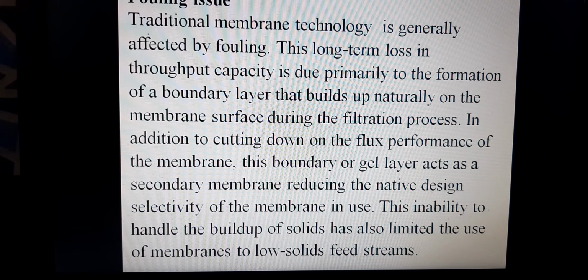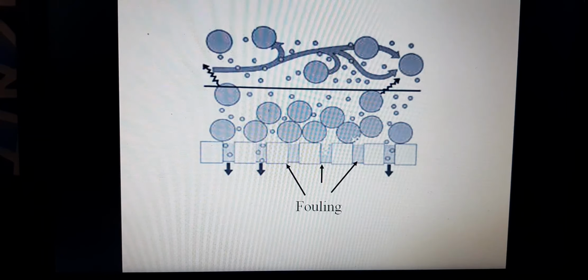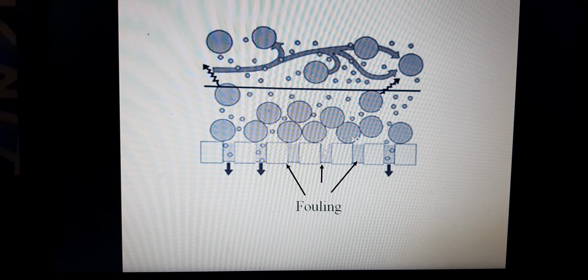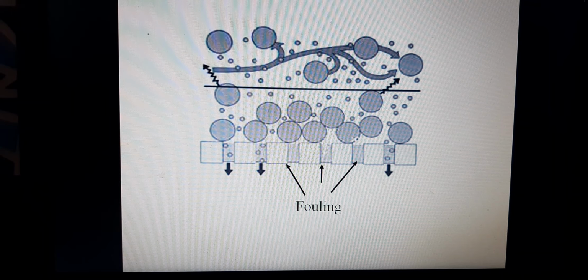This is what we have just discussed, the fouling issue, which is a major issue in most industrial or big RO plants. This is the issue of fouling, how it chokes the membranes, and how it blocks the pores in the membranes.